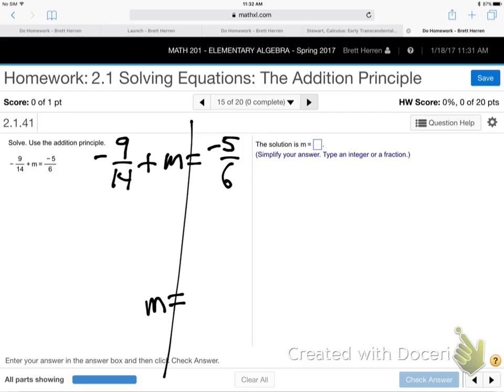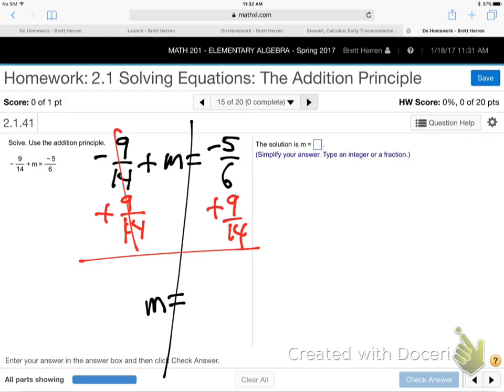So what do we do to both sides? Add 9/14. Yeah, you always do the opposite of whatever's next to the letter. What's next to the letter? Minus 9/14. So we add 9/14. And that gets rid of it, because the letter's saying I want to be alone. The way you get alone is you do the opposite. So now you have to work with that right side.